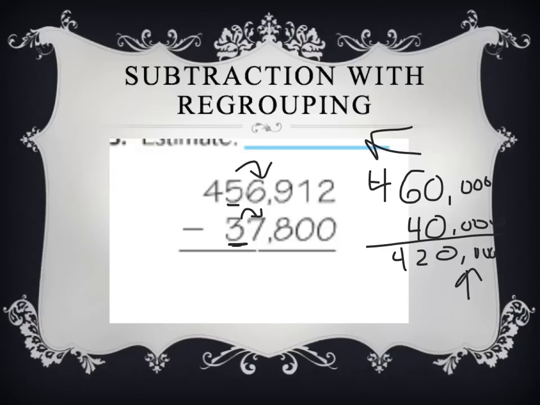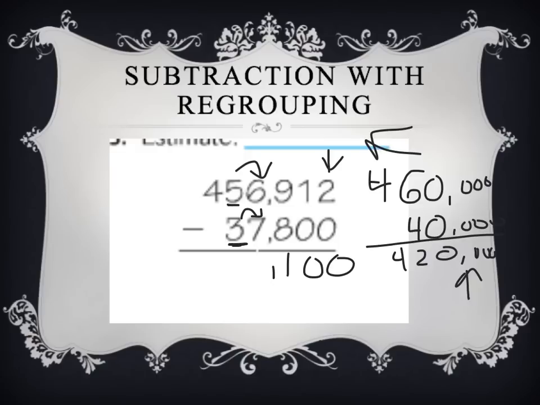So now let's subtract. I always start with my ones. So 2 take away 0 is 2. 1 take away 0 is 1. 9 take away 8 is 1. Boy, so far this one's easy. Then we have 6 take away 7. Darn, I can't do it. The top number's smaller than the bottom.